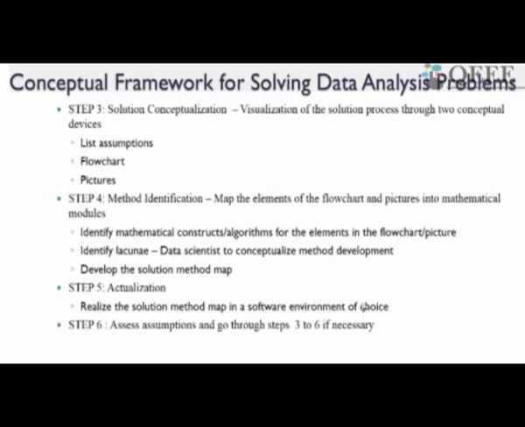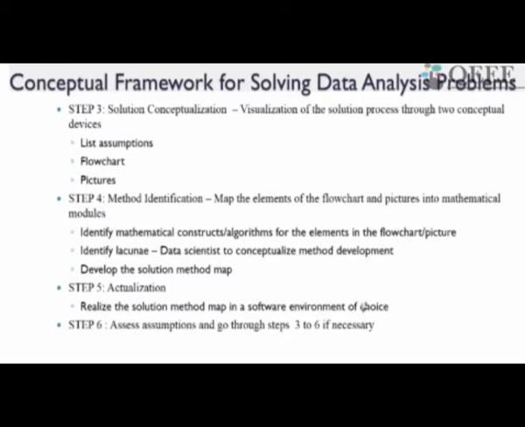So in this solution conceptualization, we think about the solution process, list out all the assumptions that go into solving that particular problem, and draw the flow chart for solving these problems, representing the steps in a complete flow chart. How are you going to solve this problem? Once you identify the solution conceptualization for the problems classified as either function approximation or classification problems, you need to identify the method in which you are going to solve them. So this step involves mapping the elements of this flow chart and pictures into mathematical models.